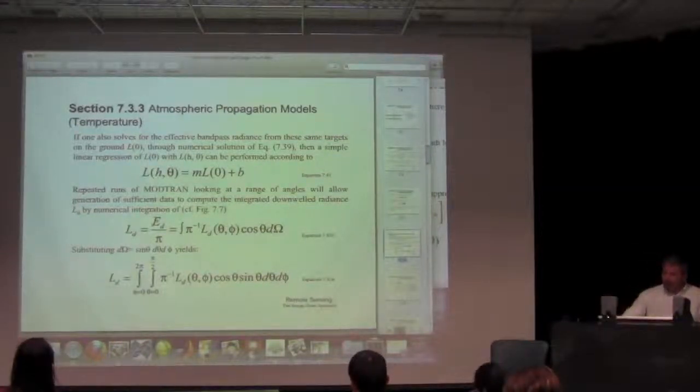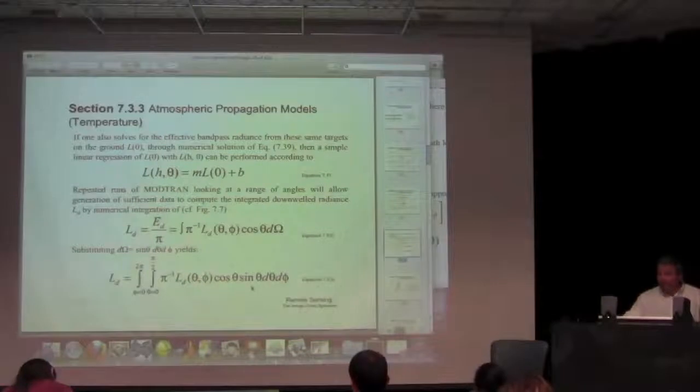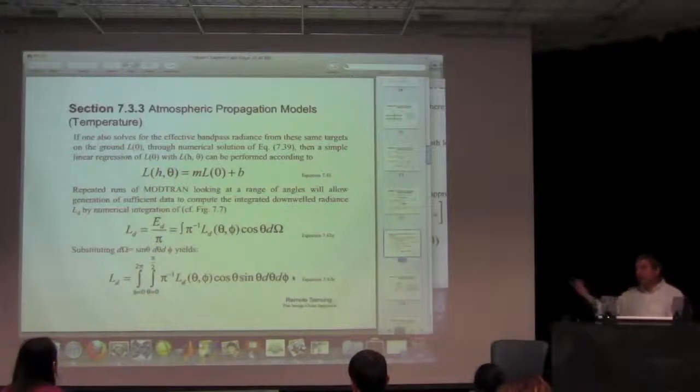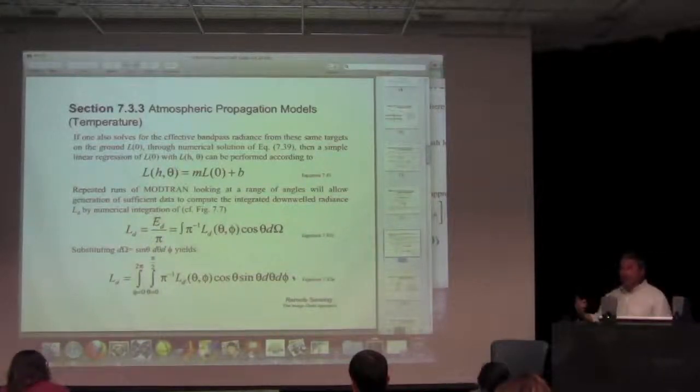All right, so what we wind up doing is looking over that hemisphere at all the different angles, converting that to irradiance, taking that irradiance and correcting it geometrically for its projection onto the ground, and then multiplying that by our step in angle that we're looking at. Obviously, we'd like to look at this at all possible locations, right?